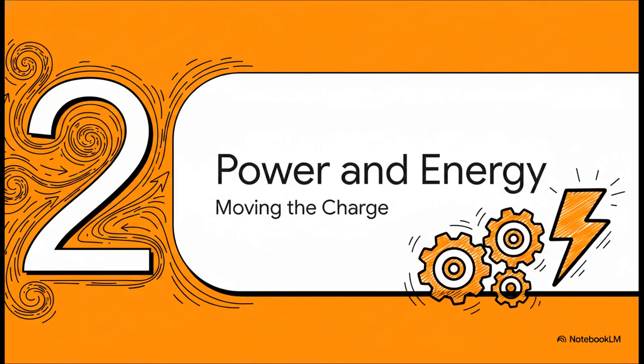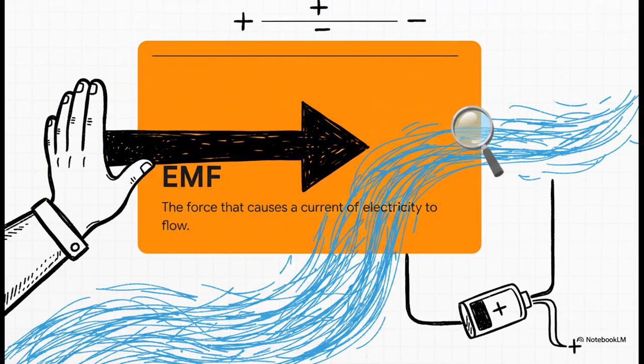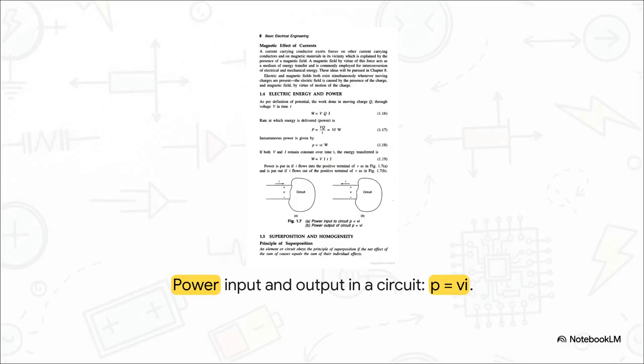Okay, moving on to our second idea, power and energy fundamentals. To get that river of charge moving in the first place, you need a push. In our world, we call this EMF, or electromotive force. Basically, it's the physical pressure behind the current that causes the electricity to flow smoothly through a conductor. Without EMF, the charge just sits there, completely peaceful and still. Once things are actually flowing, figuring out the rate of energy being delivered, the power, is beautifully simple. Power just equals voltage times current. You literally just multiply the push by the flow, and you get exactly how much work is being done per second, which we measure in watts.